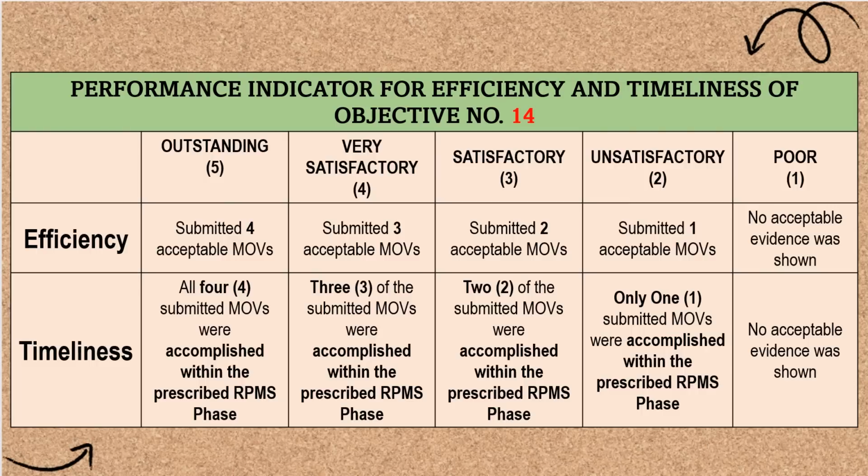Yung ESAT po dapat at saka yung individual plan ay dapat ito ay nagawa during first to second month of the first quarter. Yung media review naman po, dapat ito ay nagawa within the 5th to 6th month of the school year. So, very satisfactory naman ang makukuha ni teacher sa timeliness if the 3 of the submitted MOVs were accomplished within the prescribed RPMS phase. And satisfactory if 2 of the submitted MOVs were accomplished within the prescribed RPMS phase.